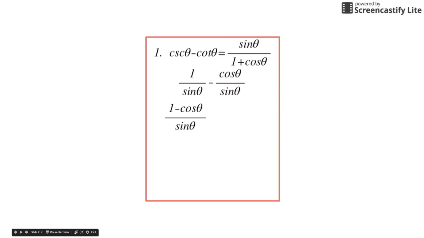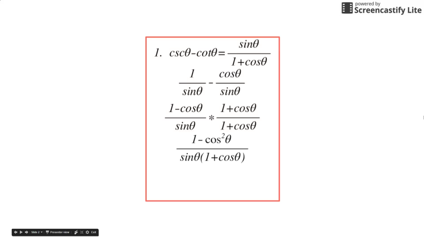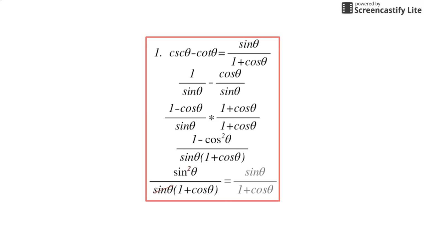We cannot do that. So instead, we will take the denominator of the desired result and multiply the numerator and denominator by it so that it's the equivalent of multiplying it by 1, so that's okay. Then we'll multiply the numerator and not the denominator. So you get 1 minus cos squared, which is equal to sine squared in the trig identity. And sines cancel, and you get your answer.